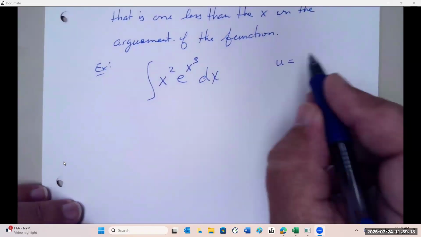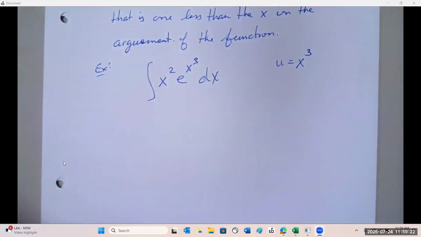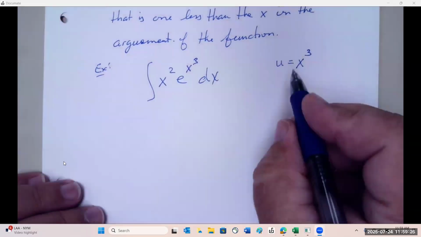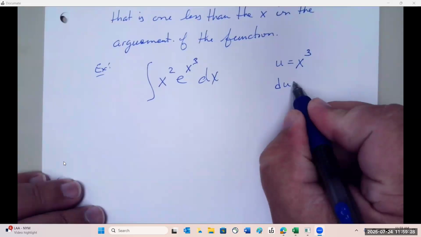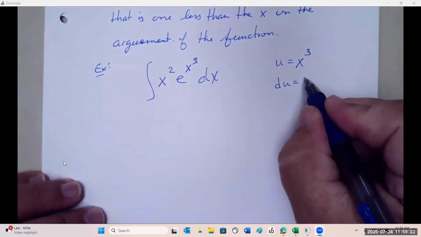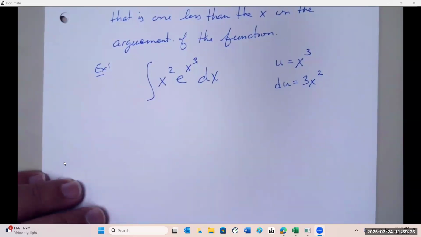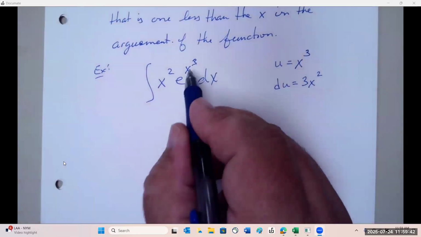Always use for the u the higher exponent. The reason for that is because our du will have to be what? It'll be one smaller than it. So it's the derivative of it, and it's one smaller. So here we have our x cubed.